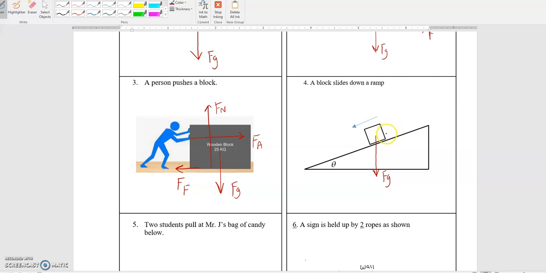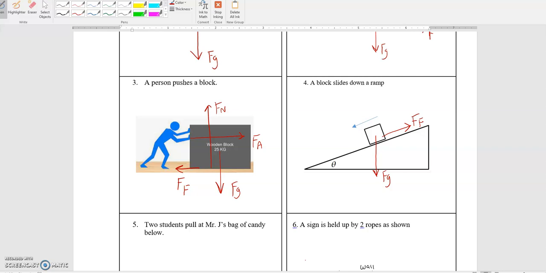Friction is going to be the opposite way that it's sliding. So if it's sliding down into the left, friction is going to point up and to the right to try to slow it down. And there's a normal force, and the normal force is going to be perpendicular to the surface.